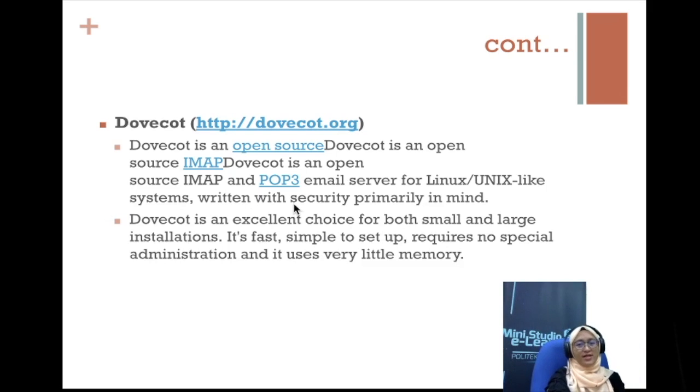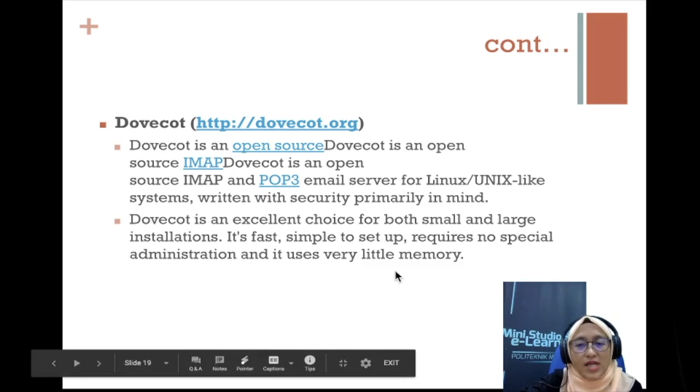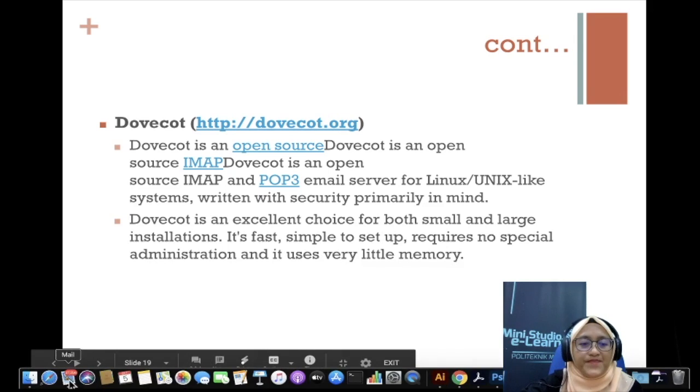Okay, written with security primarily in mind. So Dovecot is an excellent choice for both small and large installations. It is fast, simple to set up, requires no special administration, and it uses very little memory.